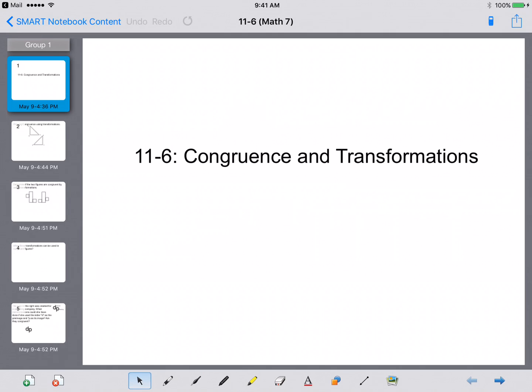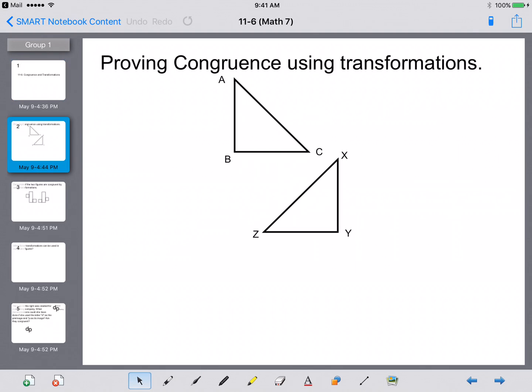This lesson is on 11.6, Congruence and Transformations. So what we want to do is prove that these two triangles, or figures, are congruent by using the different transformations. So congruency means that the triangles are the same.